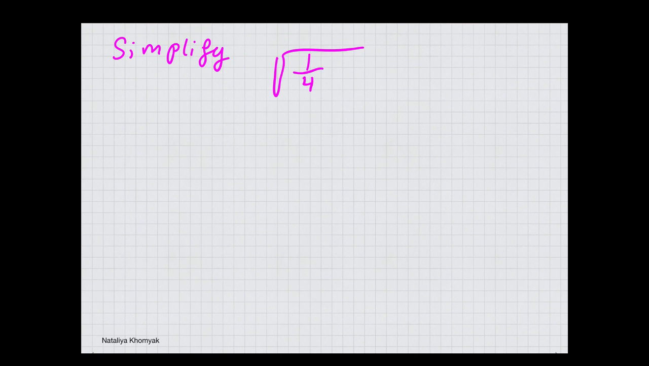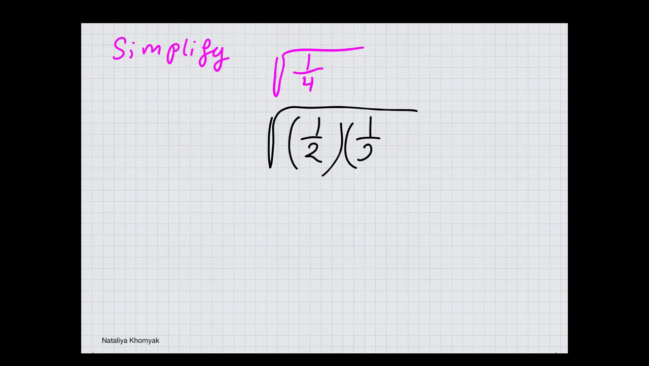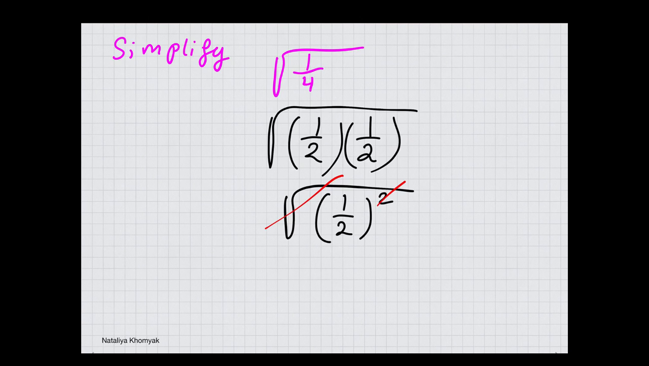Here we have to simplify the square root of 1/4. We can always say that 1/4 is a half times itself. 1 times 1 gives us 1. 2 times 2 gives us 4 in the denominator. Something times itself is that base to a second power. Square root and the second power cancel, and 1/2 is our solution.